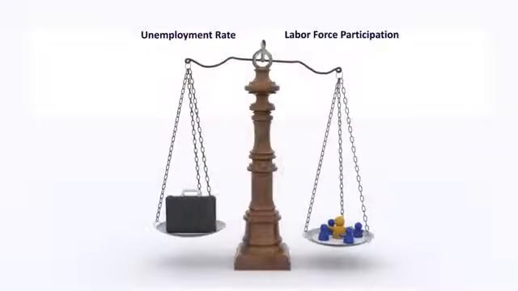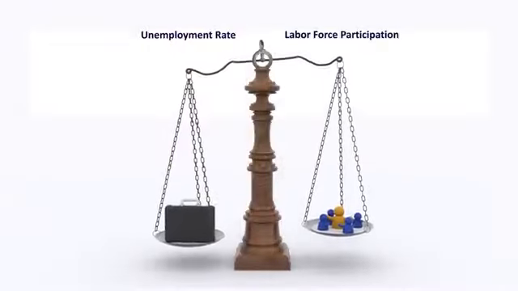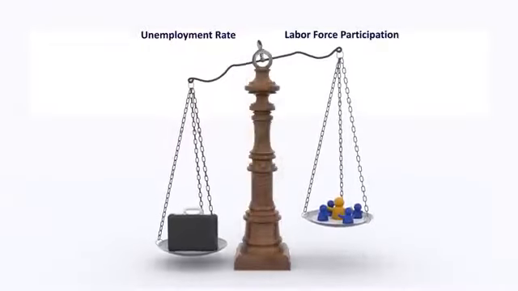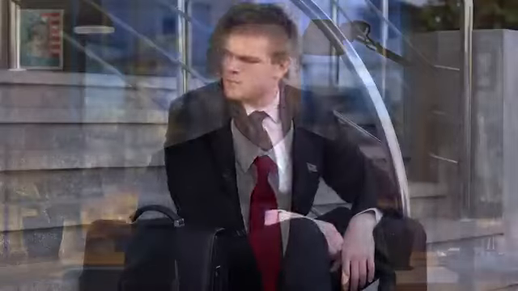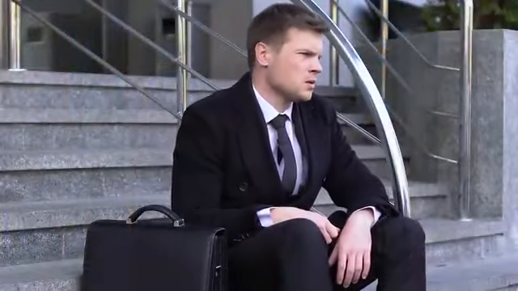Let's say the unemployment rate is low and the labor force participation rate is high. This suggests a strong job market because a lot of people want to work and there's a job for nearly all of them. Now, let's say, for example, the unemployment rate is low, but the labor force participation rate is also low. This suggests that the labor market may not in fact be that strong as many people have given up on looking for work.